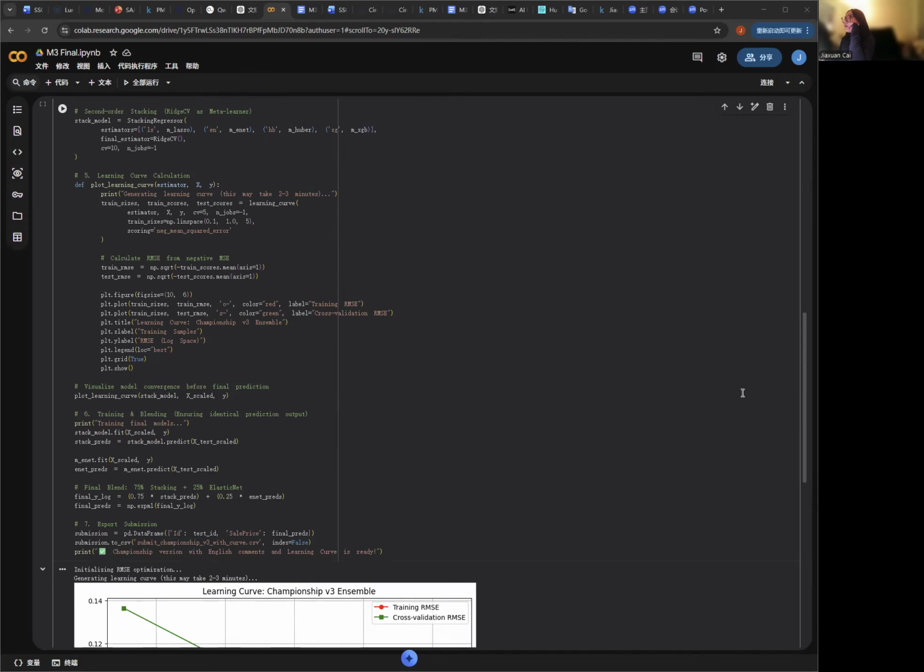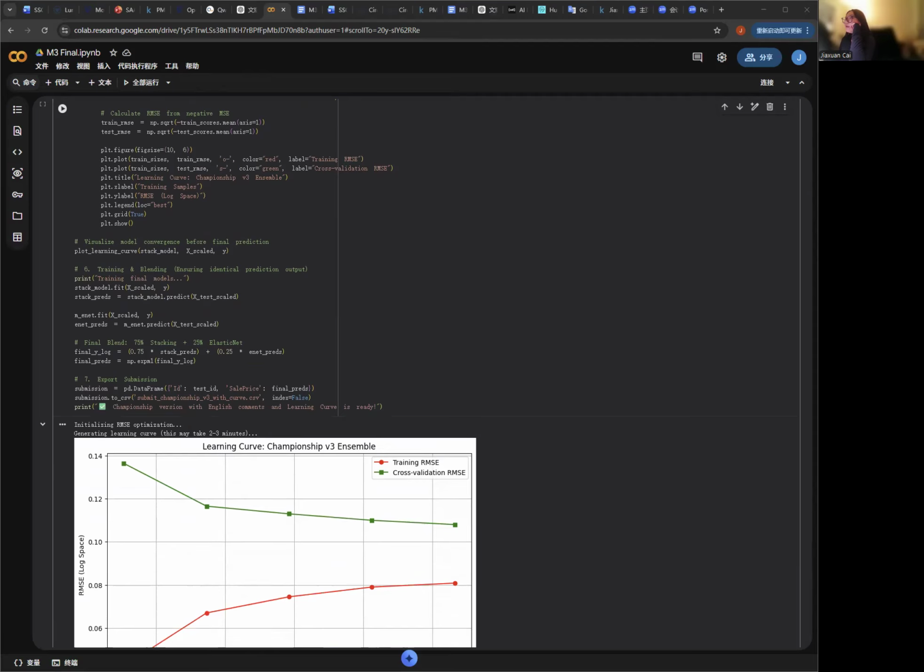If the gap was large, that would signal high variance. If both errors were high, that would signal high bias. Instead, we see convergence behavior, which suggests good generalization. This directly satisfies the rubric requirement of properly assessing model fit.